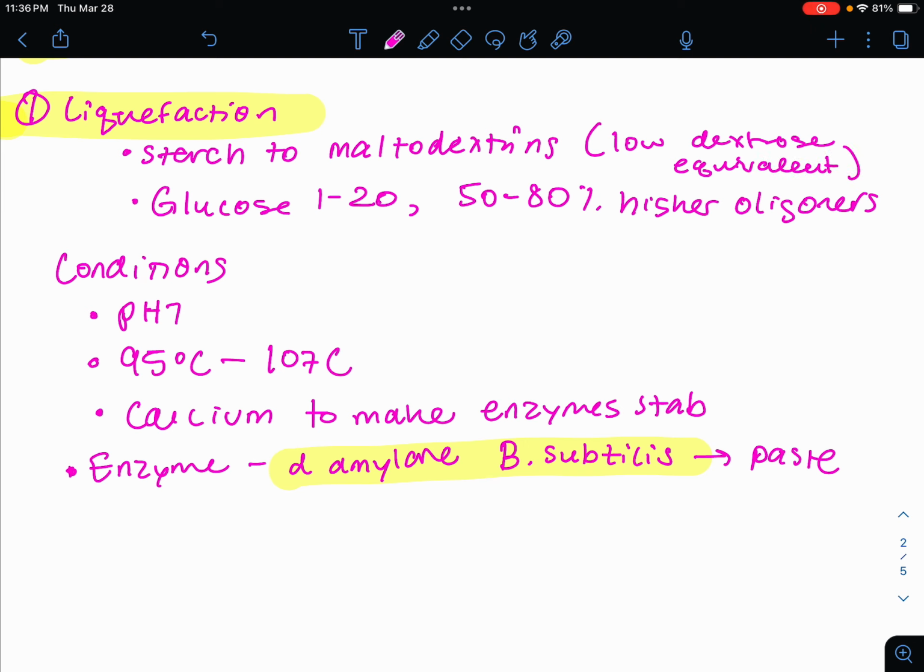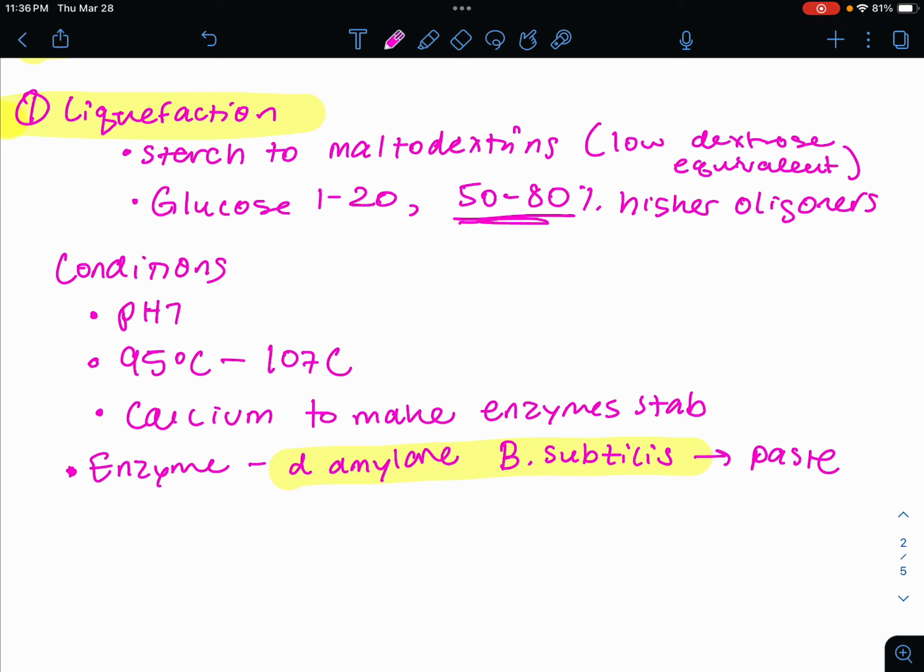Okay, so with the monosaccharides and the disaccharides, you have a very small percentage. For example, glucose is only 1 to 20%. However, in the higher oligomers of these sugars, you're going to have 50 to 80%. So there's more oligomers made instead of just individual units or disaccharides.